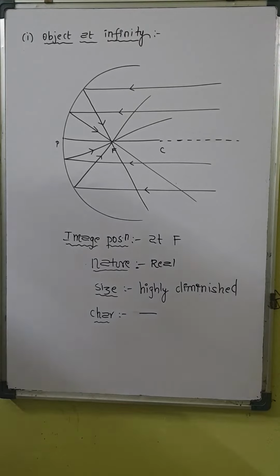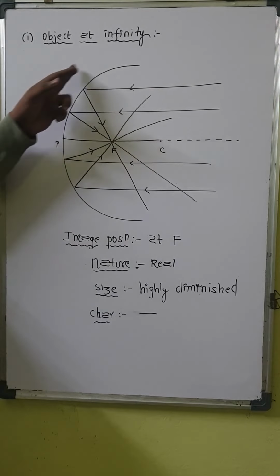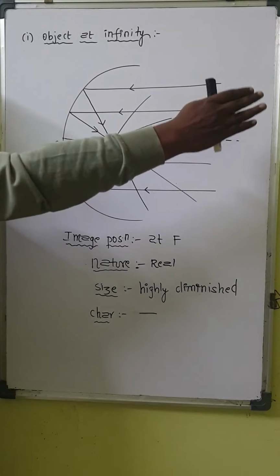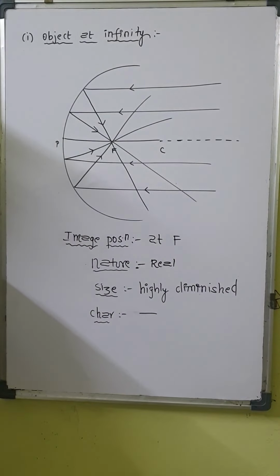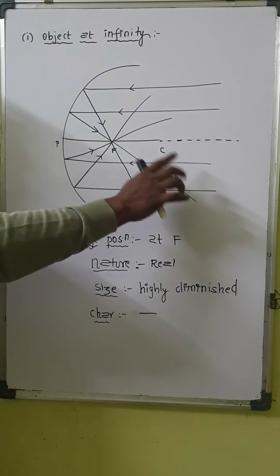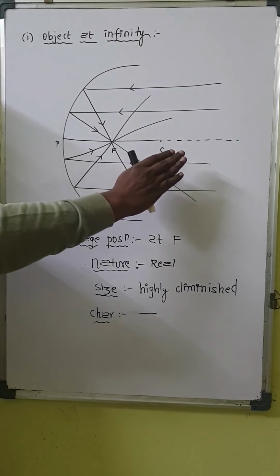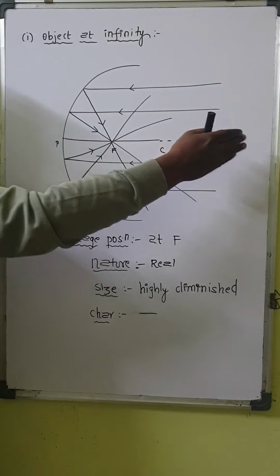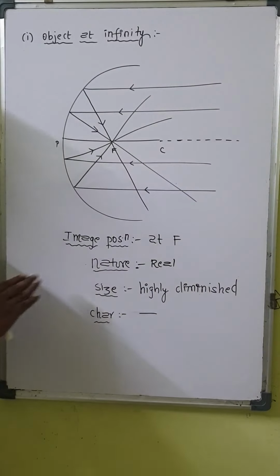So, the first position is when the object is placed at infinity in front of a concave mirror. So, this is a concave mirror, and in front of this concave mirror, very far from the mirror at infinity, an object is placed. But we do not show the object in the diagram because as the object is very far from the mirror, we cannot show it on the board because it is beyond the board. It is very far from the mirror.